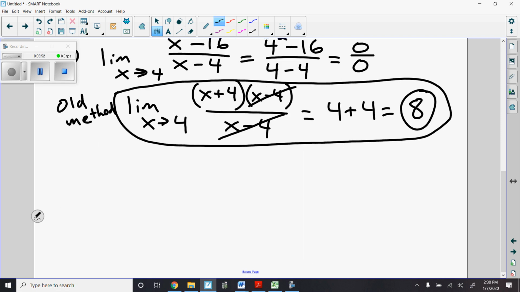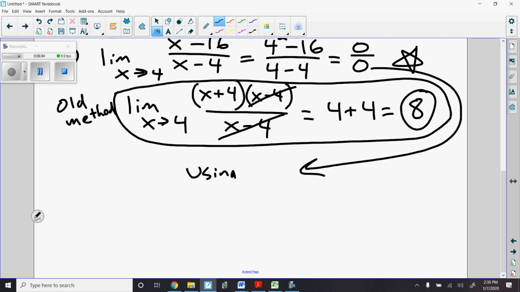Once again, in order to use it on the free response, you would have to do this work up here first. You're going to have to show that you get 0 over 0. Then after doing that work, you could say, using L'Hopital's rule, what you could do is the limit as x goes to 4.